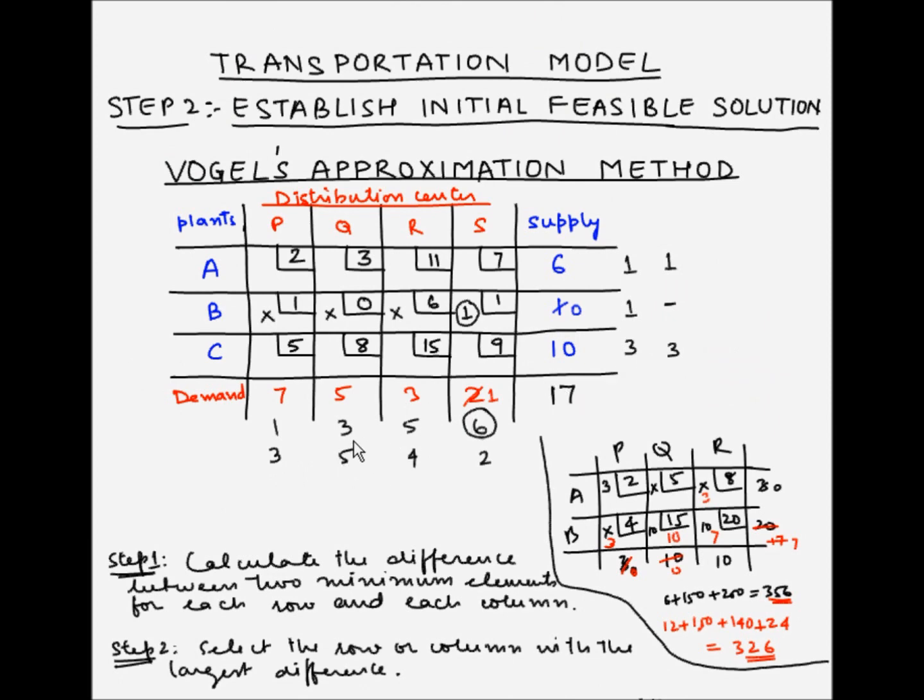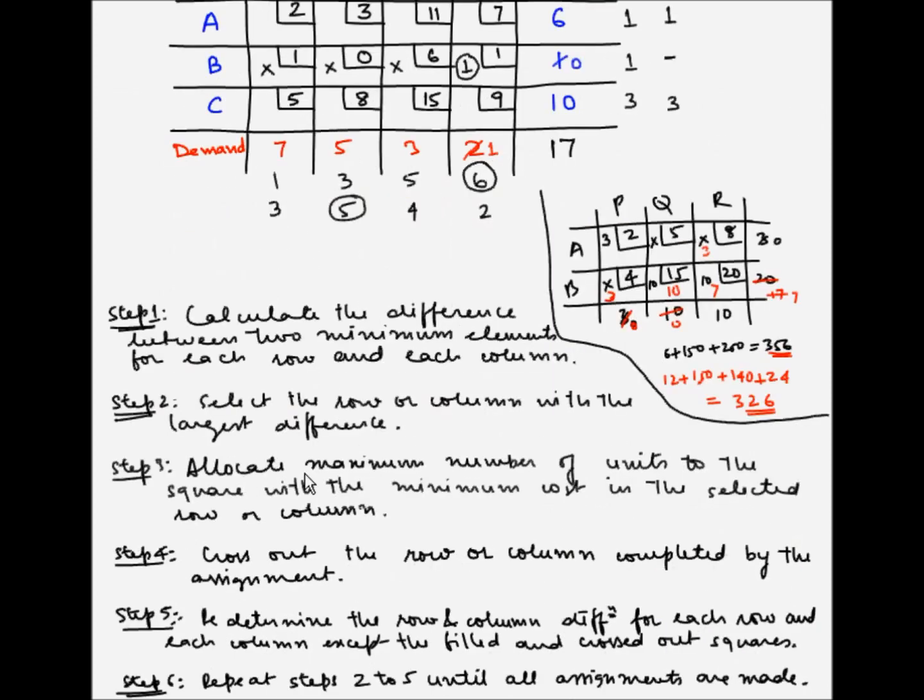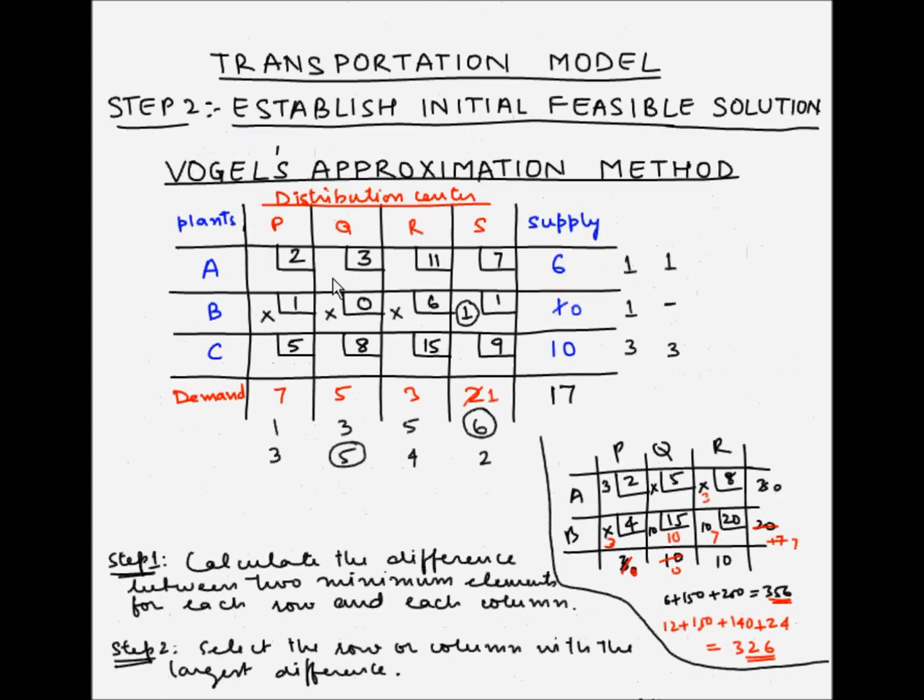So we'll select this column, which is Q. Now step number 3 says allocate maximum number of units to the square with the minimum cost in the selected row or column. So for Q, the cell with the minimum cost is AQ. So to AQ, we'll try to allocate the maximum possible.